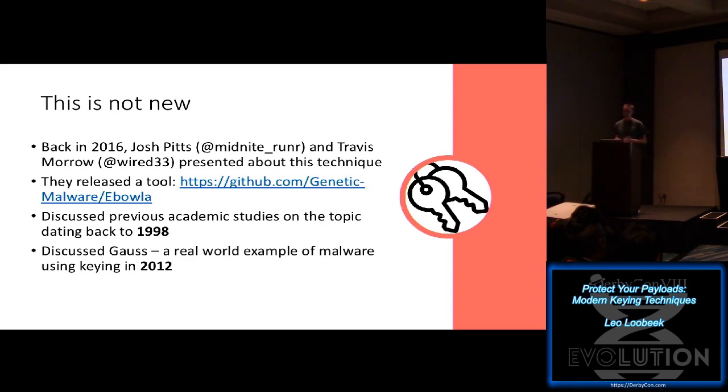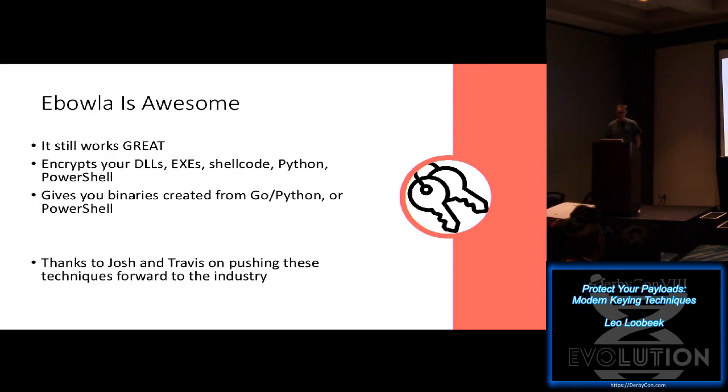Gauss was a real-world example of malware that used keying back in 2012. And that's this one, if you're familiar. Kaspersky actually reached out to the industry and said, hey, can anybody please help us decrypt this payload, because we can't. So it's definitely super useful. Ebowla is still super awesome.